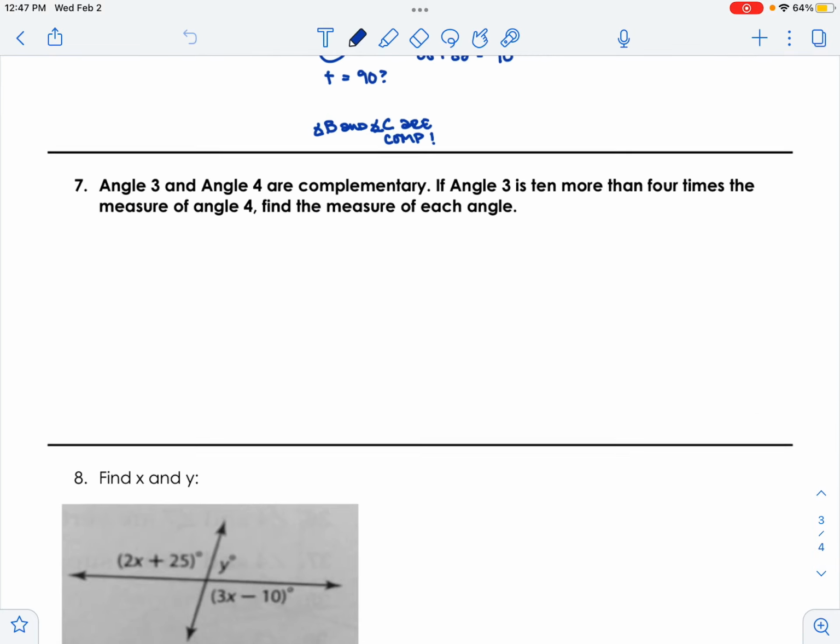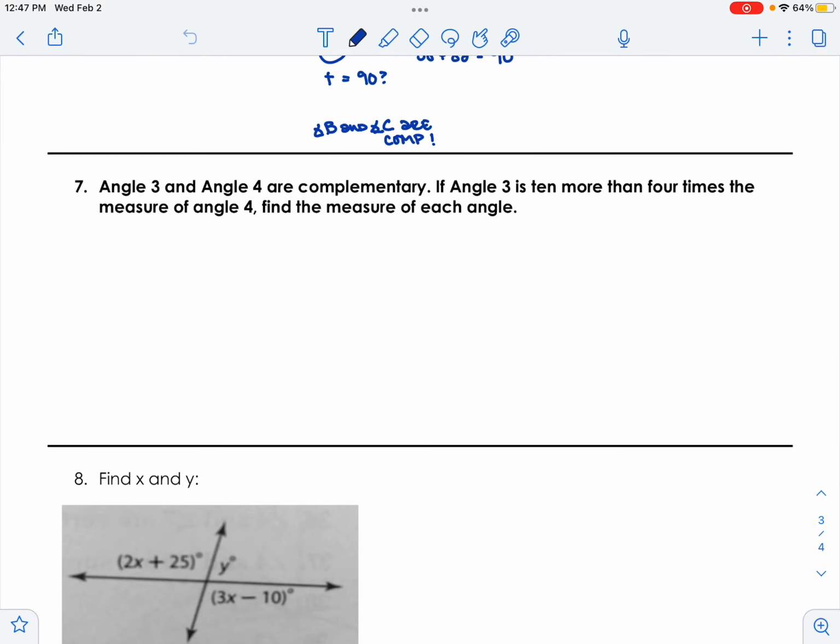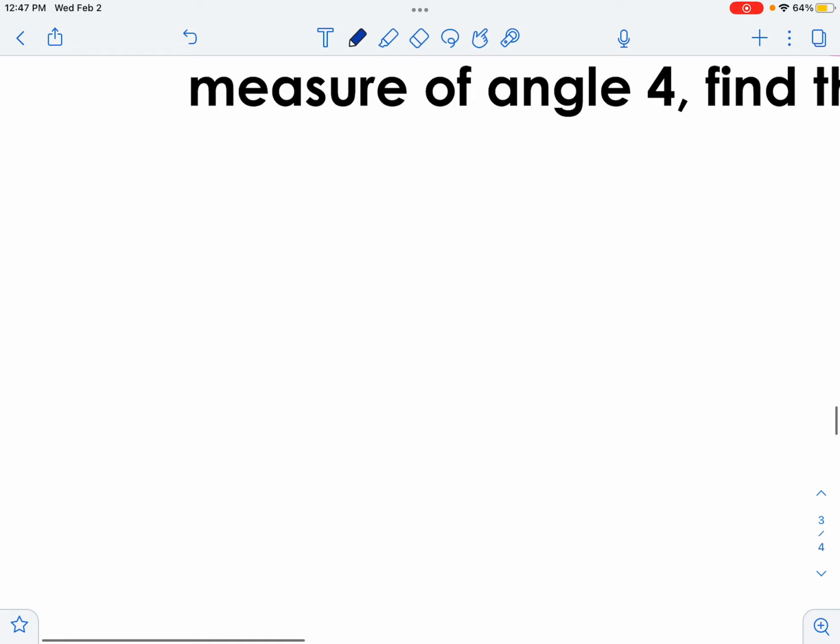Okay, so here are our last two questions. Number 7 says angle 3 and angle 4 are complementary. Keyword, they have to add up to equal 90 degrees. It says that angle 3 is 10 more than 4 times the measure of angle 4. Find the measure of each angle. So here we go.